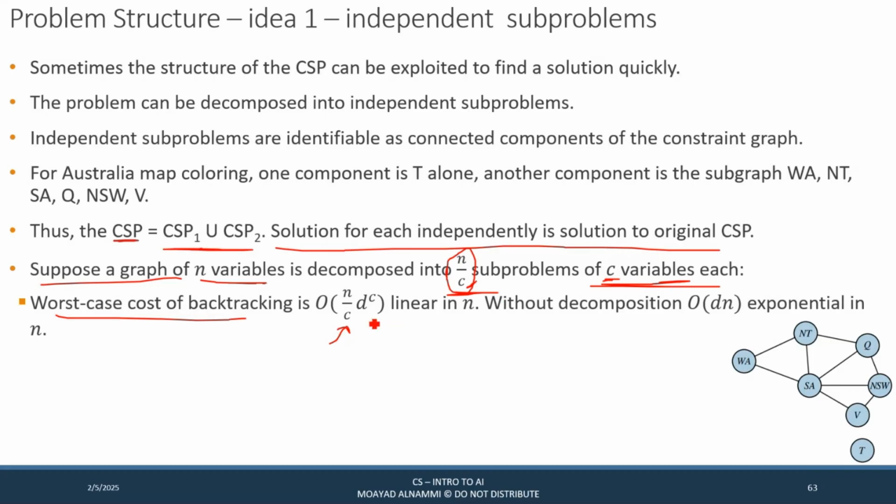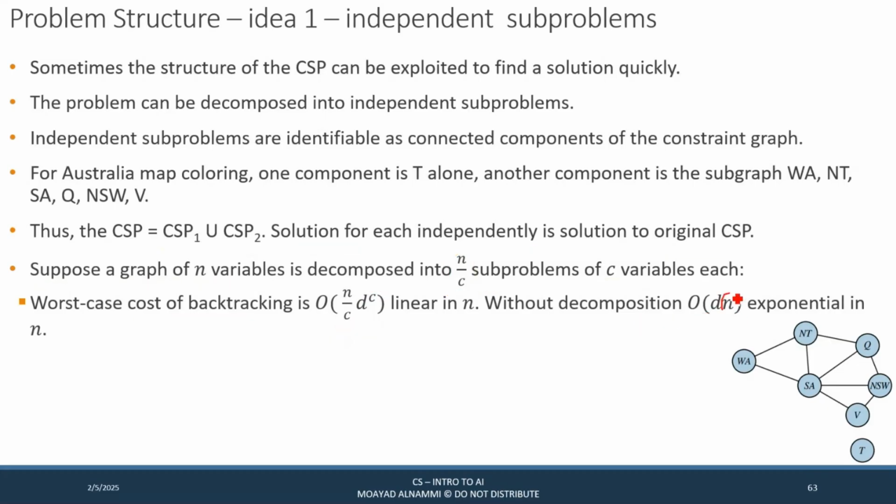Each subproblem is going to cost me, in the worst case, if I run backtracking on it, d to the power of c. Without decomposition, it's going to cost me, sorry, this is a typo. It should be d to the power of n. It's going to be exponential in n. So this should be d to the power of n.